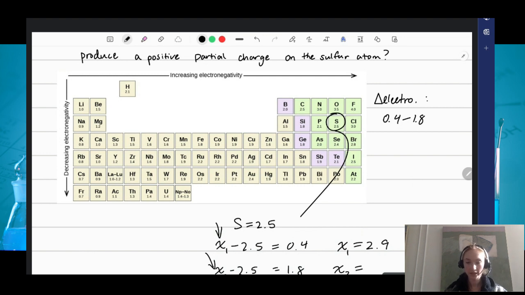2.5 plus 1.8 is going to be 4.3, but the highest electronegativity value on this chart is 4. Fluorine has the highest, so that's the top count. It's between 0 and 4 for the electronegativity values, so that is the highest we can get. So we're looking for electronegativity values between 2.9 and 4.